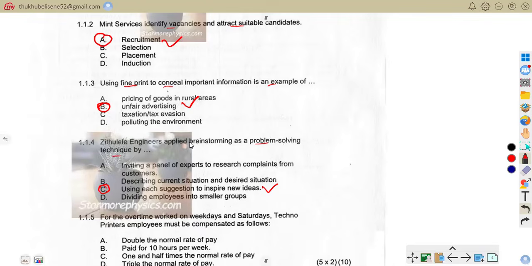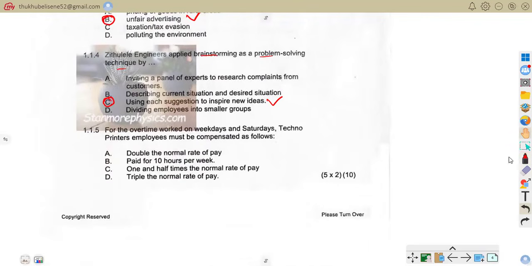Because you're talking about brainstorming. In brainstorming, you know very well that is a technique we use when we want to solve a problem, and then we want the ideas from our panel. So the correct answer is C. So now let us move on to 1.15.